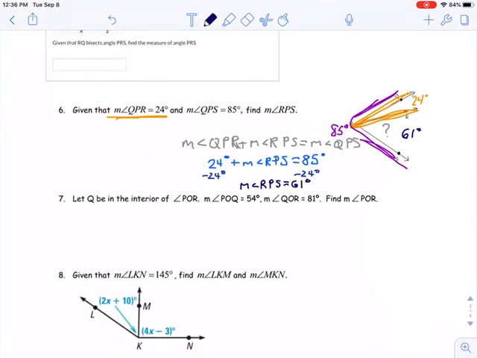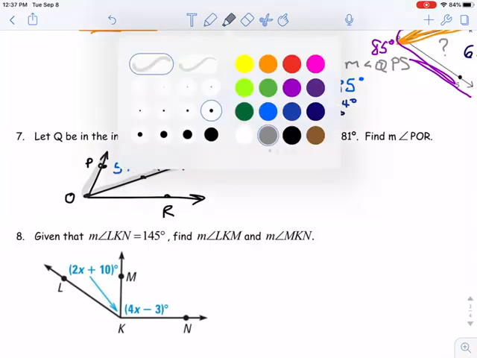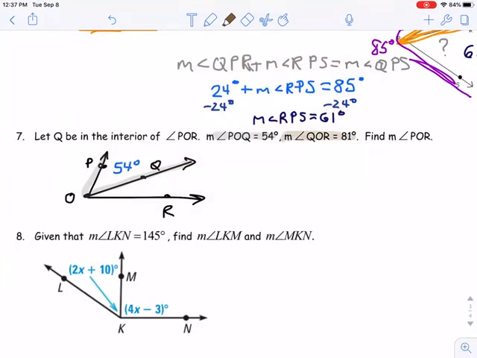All right, now let's cruise right along. This one does not have a picture. So it says let Q be in the interior of angle POR. So let's just draw some random angle like this. POR. Now it says Q is on the interior, so let's just put Q there. It doesn't really matter. And then I'm going to make a ray that goes through it. Now it's telling me that POQ is 54. It's telling me that QOR is 81.